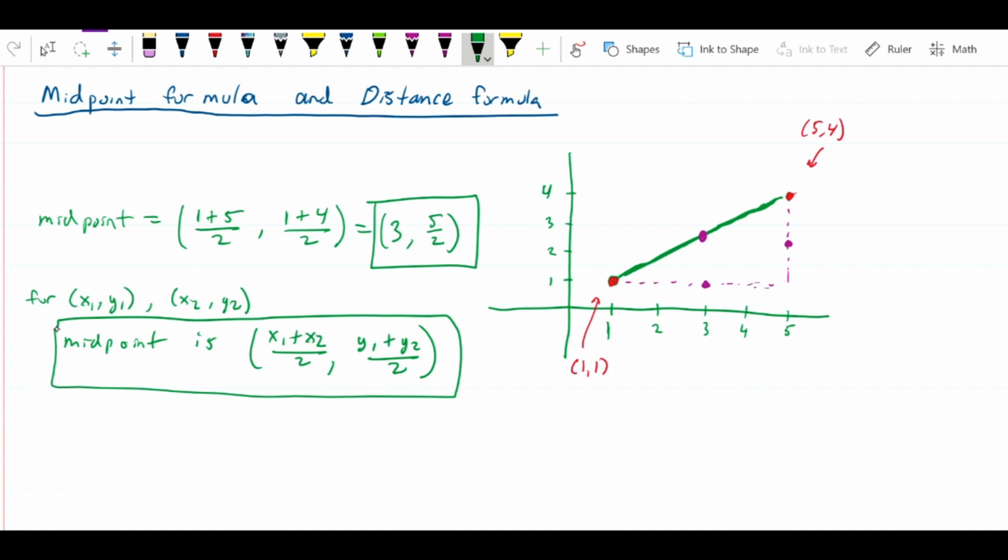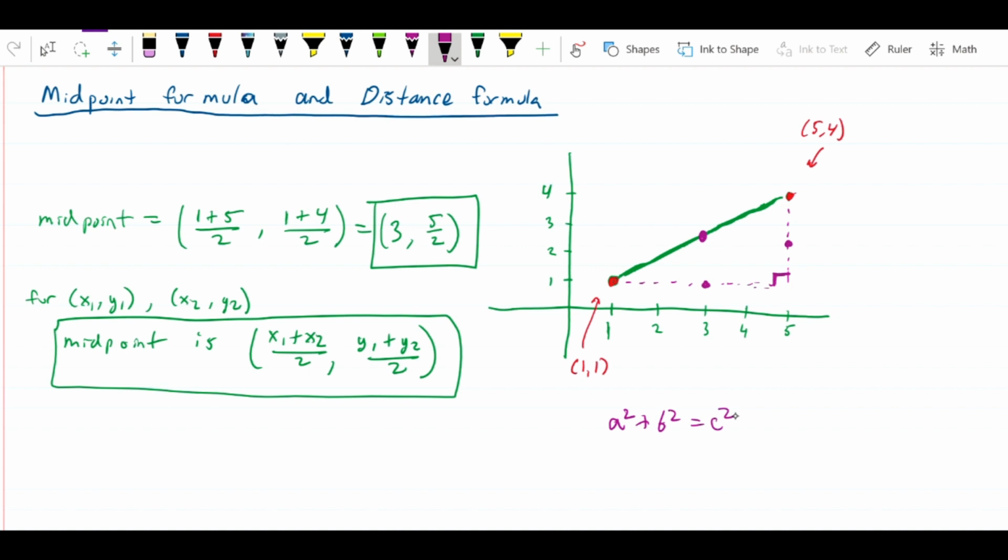To find the distance between the two points, the thing to recognize, which is already suggested by this diagram, is that the length of the segment joining the two red points is actually the hypotenuse of a right triangle. So we can find the distance between them using the Pythagorean theorem. Recall the Pythagorean theorem is just a squared plus b squared equals c squared, where a and b are the lengths of the legs of the triangle, and c is the length of the hypotenuse.